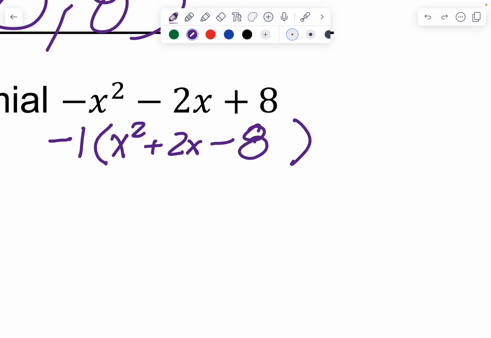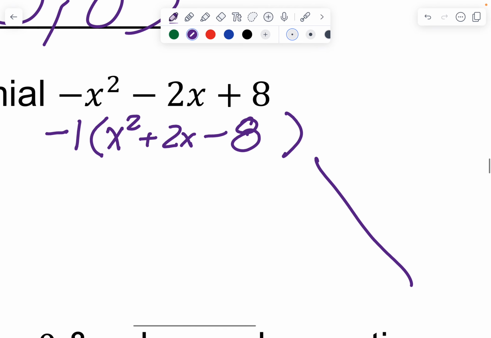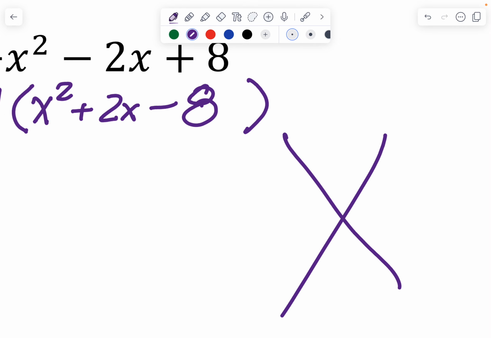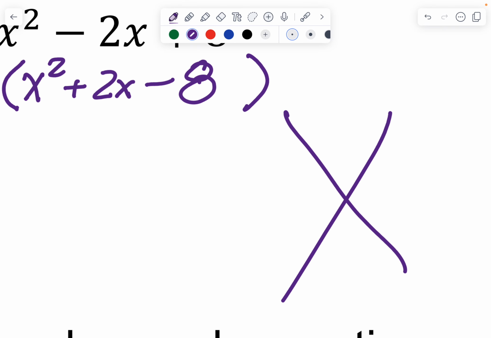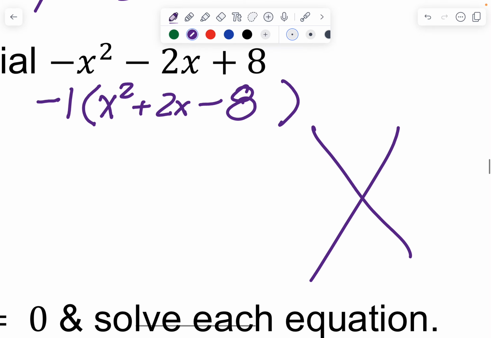Now that we factored a -1 out, we can do the normal x diamond with what's just left inside there. The -1's not gone, we just don't use it for our x diamond anymore. So up here we have an a times c, so it's just a 1 out in front of the x squared, and then the -8. The b goes on the bottom, so that's our +2. So we're thinking of two numbers that multiply to be -8 that add up to be +2.